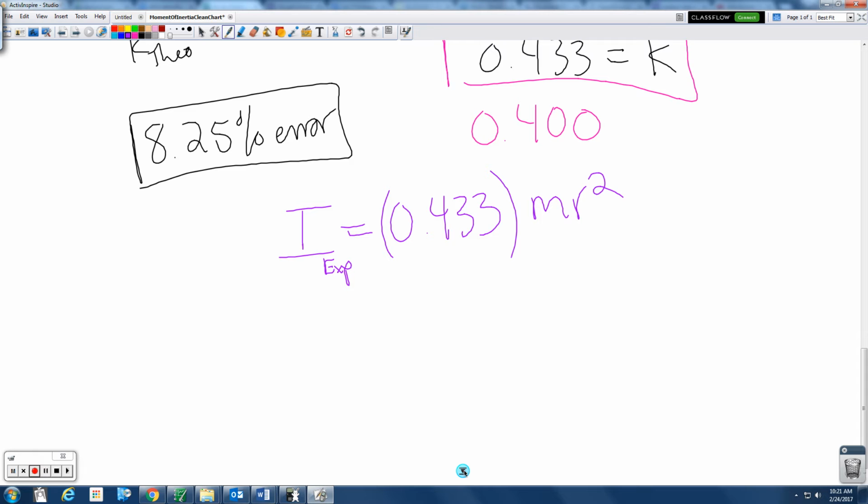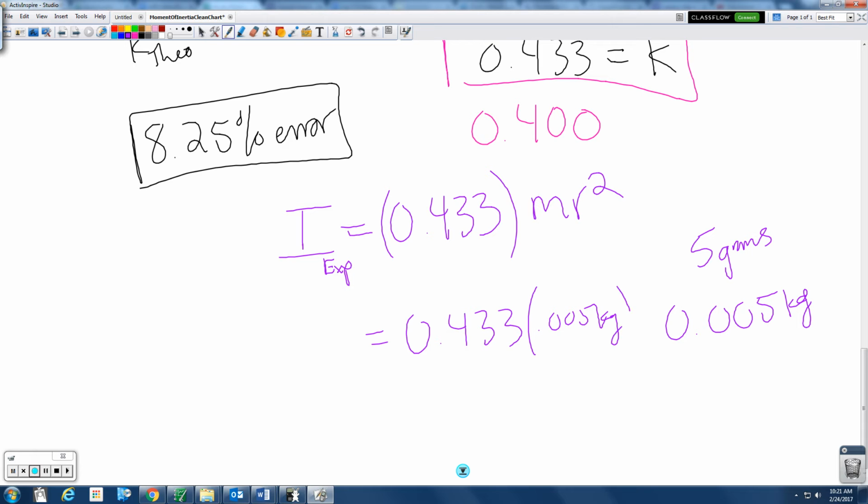So let's say this wooden sphere that I used was, I don't know, maybe it's just 5 grams. Say I measured it on the scale and it was 5 grams. Well, I have to divide that by 1,000. And I get 0.005 kilograms. That's my M. I'm just making this up. I don't know what the M actually is.